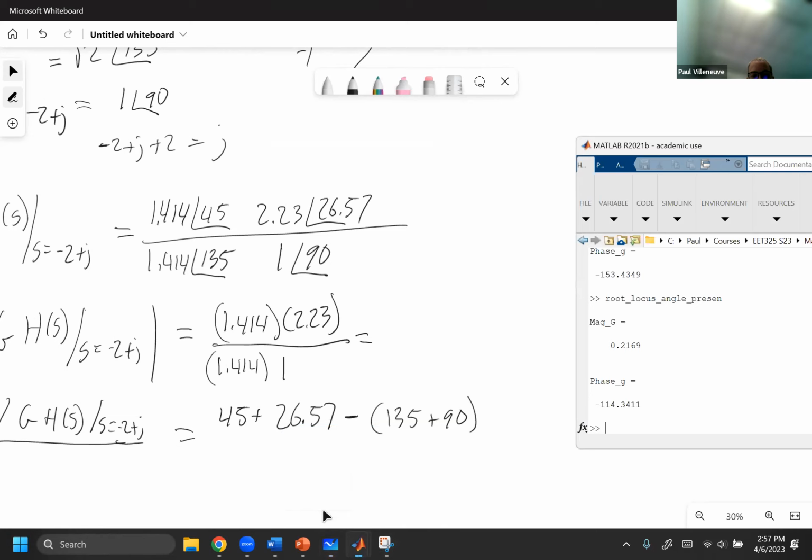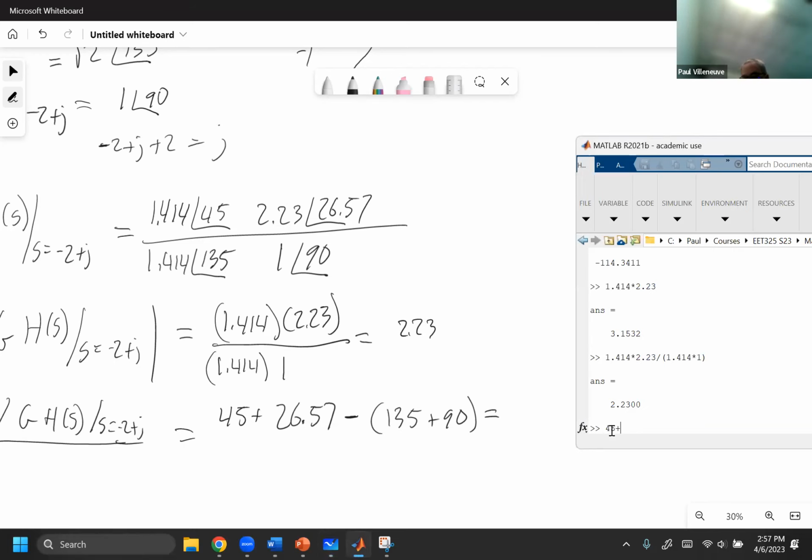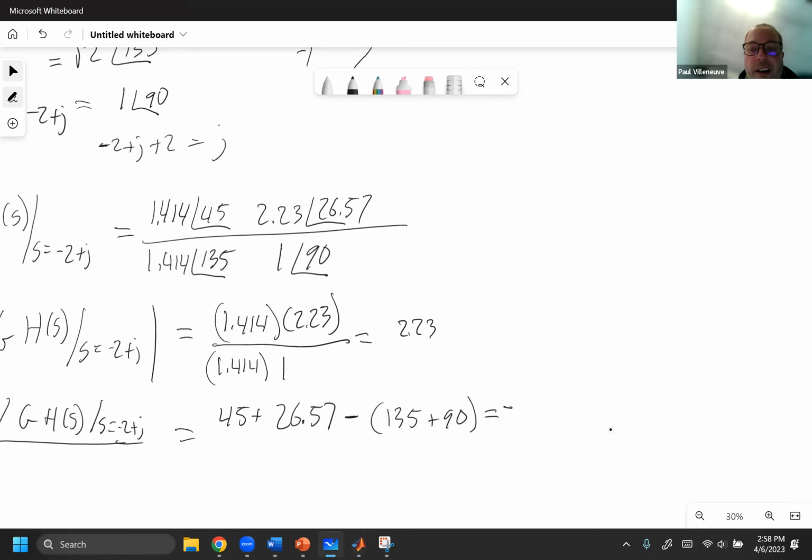Let's bring up MATLAB. So I have 1.414 times 2.23. We'll do that again because I forgot to divide by 1.414 times 1. So 2.23. So this is 2.23. And my angles: 45 plus 26.57 minus 135 plus 90 minus 153.43.